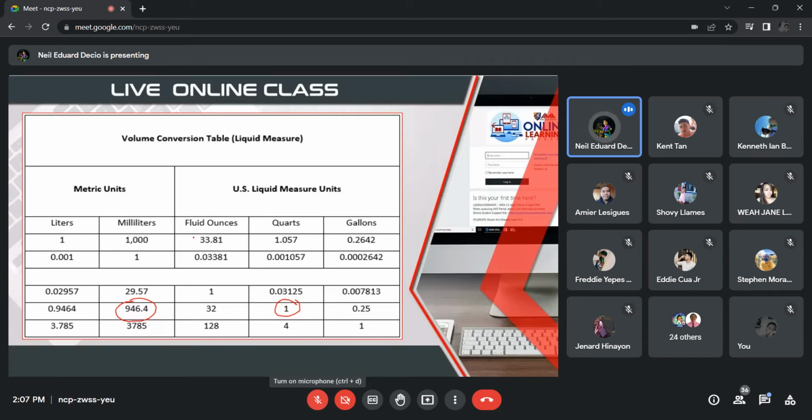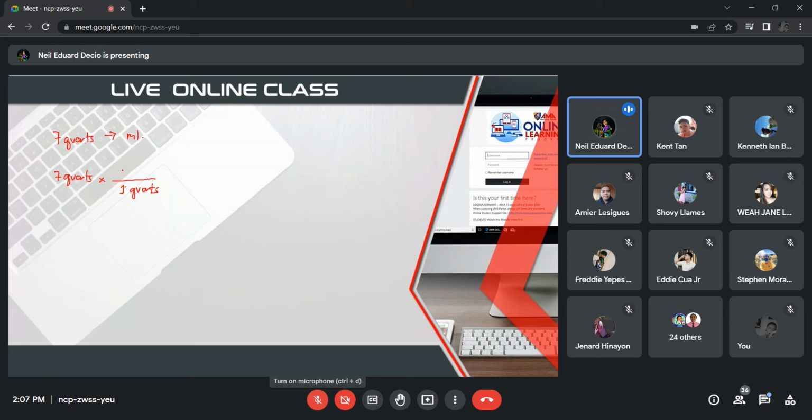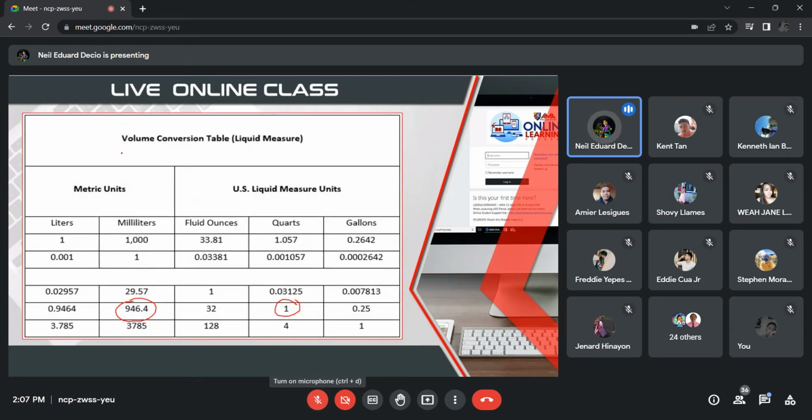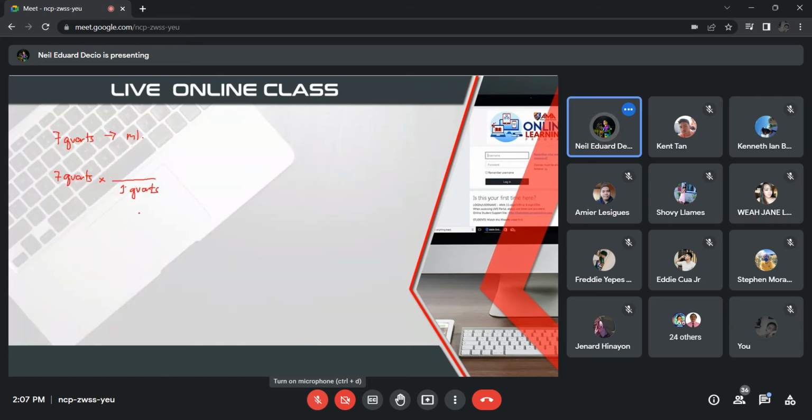Of course, let's not forget the units. That's 946.4 ml. Okay, so of course, yung quarts na unit natin would be cancelled out, or would be 1. So we don't have to write that.